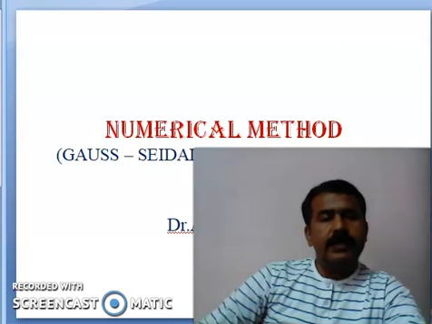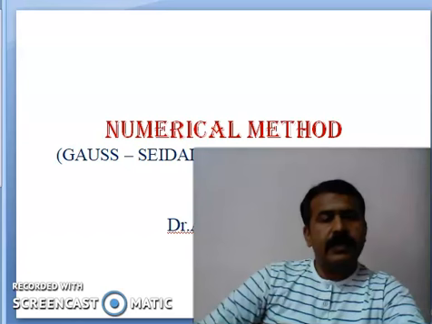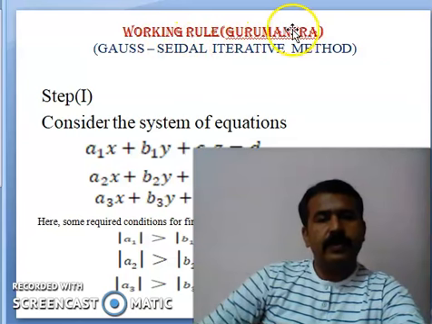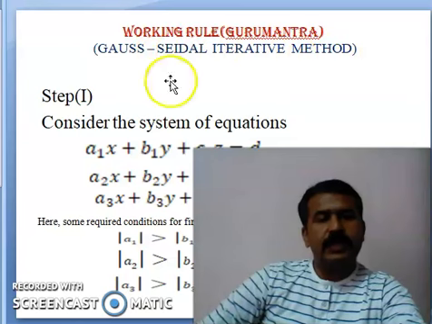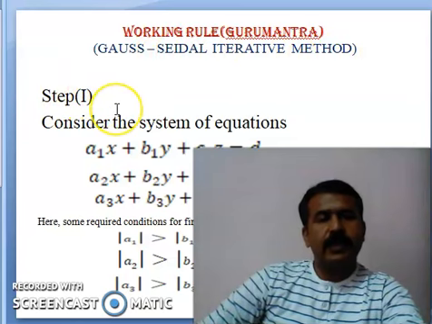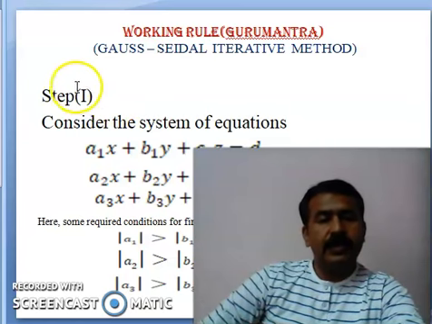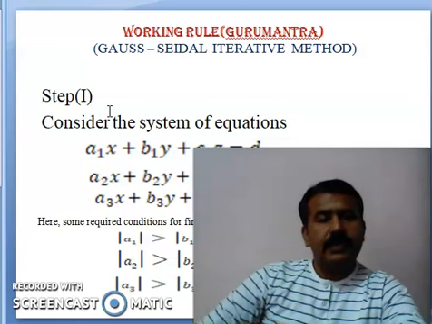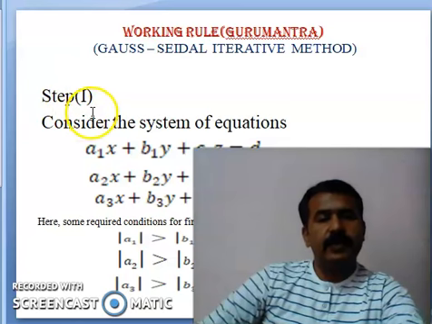Today we will discuss, in numerical methods, the Gauss-Seidel iteration method. So this is the working rule, the Guru Mantra of the Gauss-Seidel iteration method. This is step number 1. Whatever I have already discussed in the Jacobi method, step 1 and step 2 are both the same. See here, again I repeat this process.